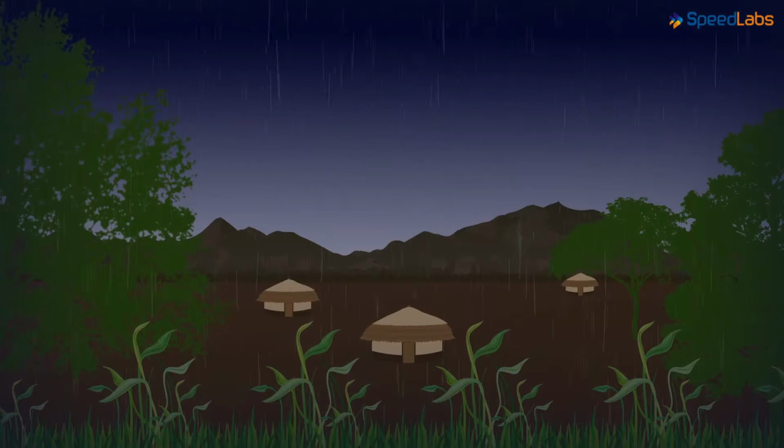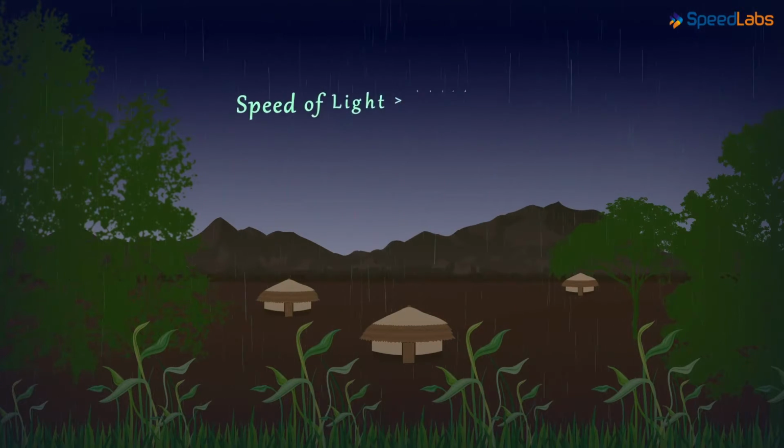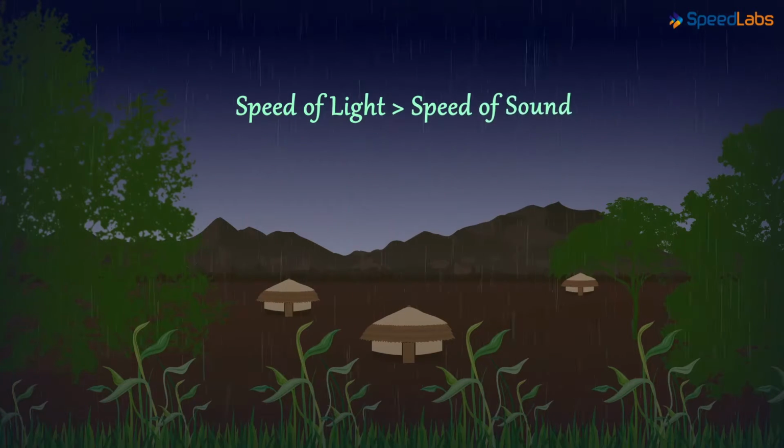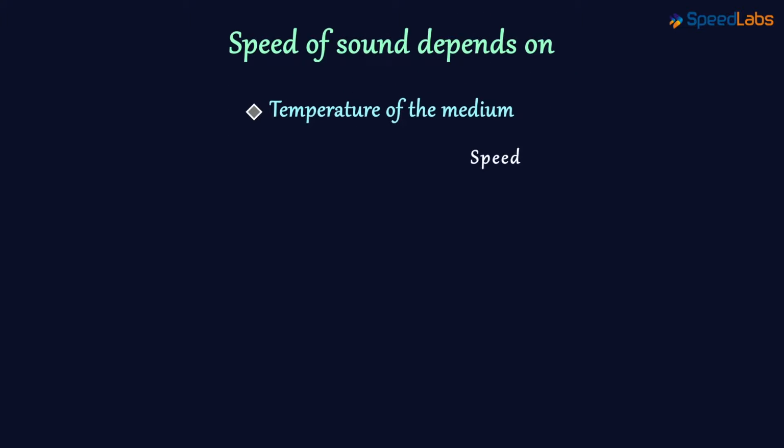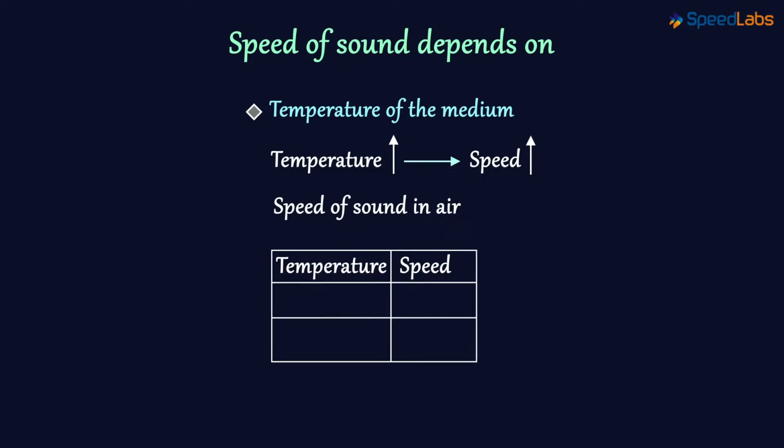Sometimes during the rainy season, we see the lightning first and then hear the sound of thunder. What do you make of this phenomenon? This tells us that the speed of light is more than the speed of sound. There are some factors on which the speed of sound depends. One of them is the temperature of the medium. The speed increases when the temperature of the medium increases. The speed of sound in air at 40 degrees Celsius is approximately 355 meters per second, and at 20 degrees, it's around 344 meters per second.